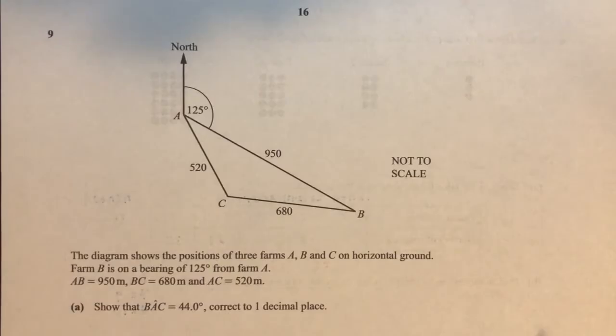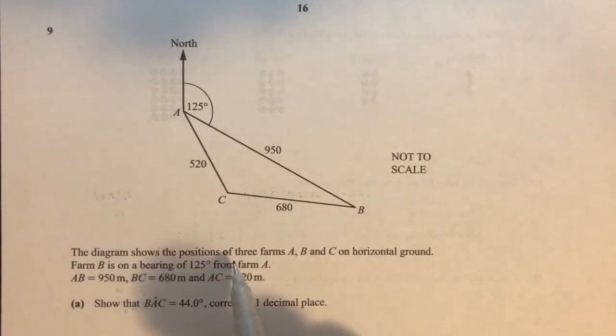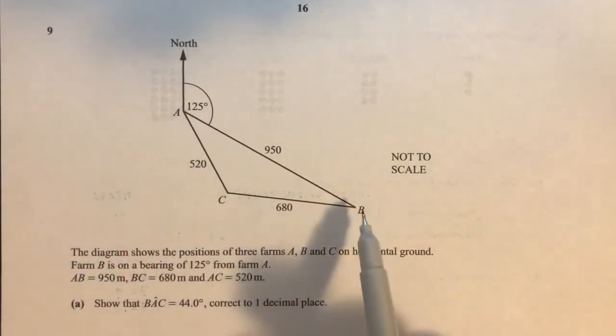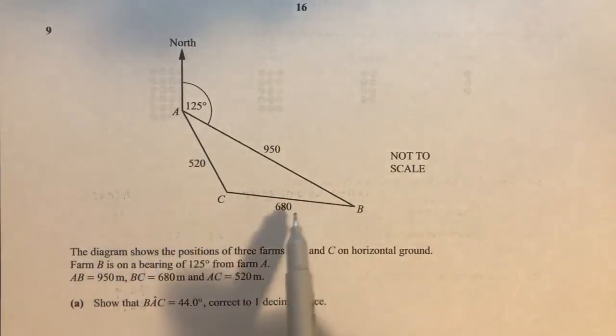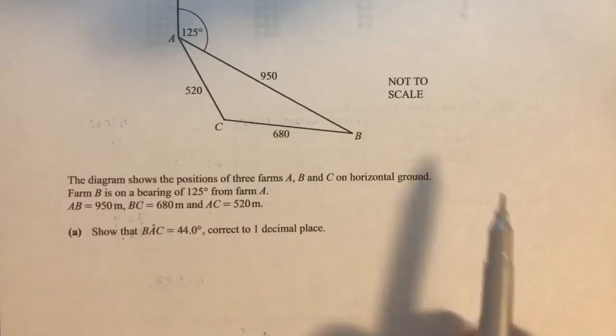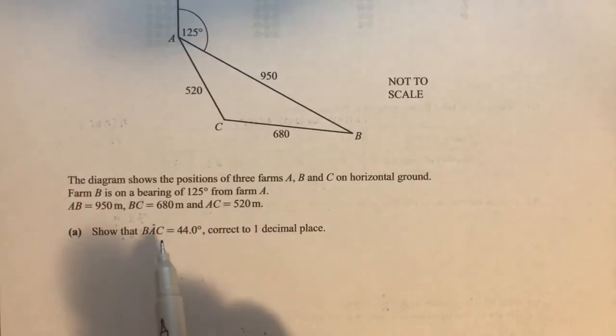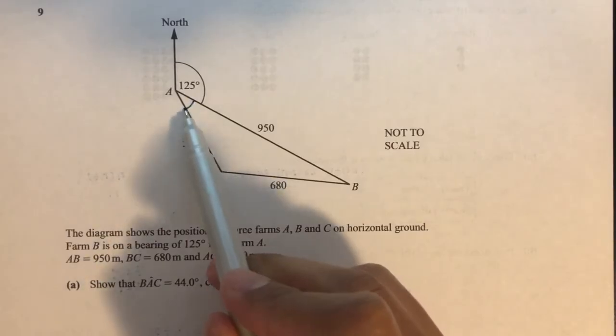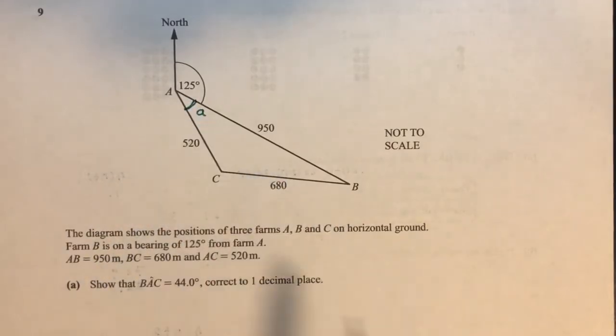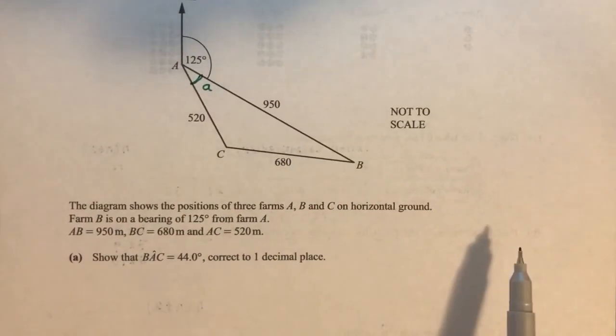Moving on to question number 9. The diagram shows the positions of 3 farms. We have A, B, and C. So this is the length of AB, AC, and BC given to us. Question part 1. Show that BAC, so BAC, we have to find this angle here, let's call it small a, is equal to 44 degrees.